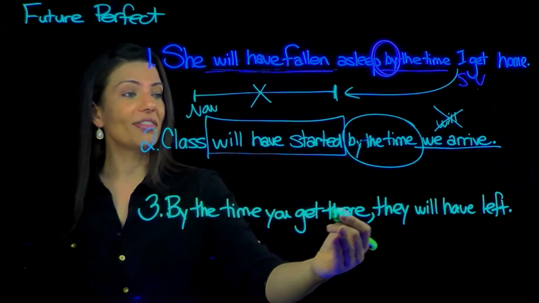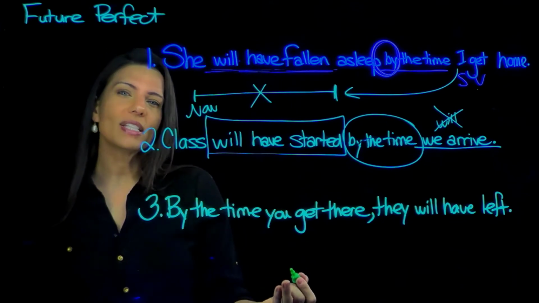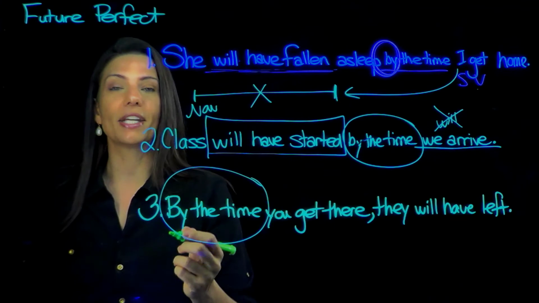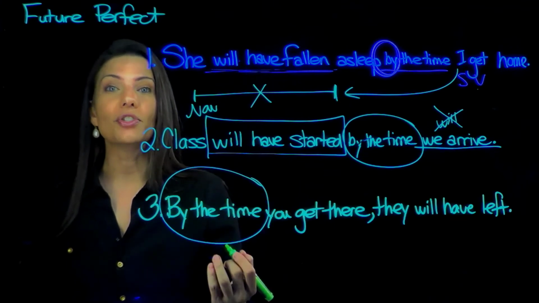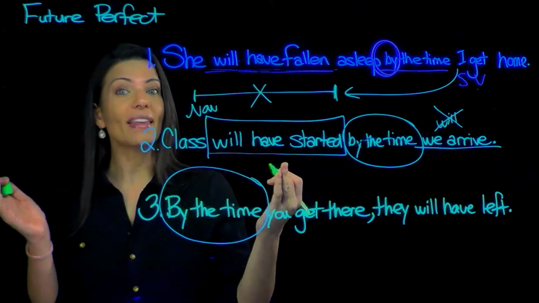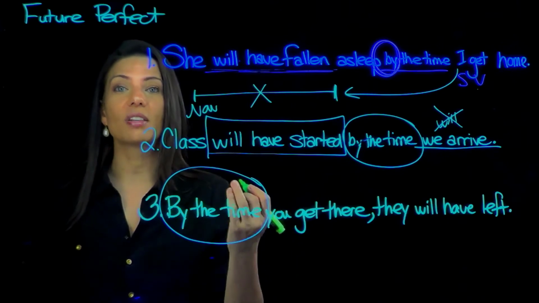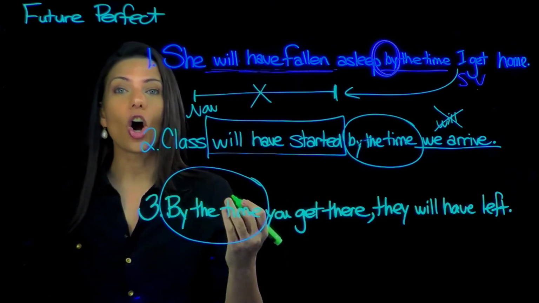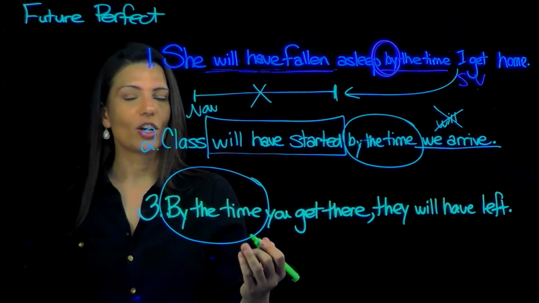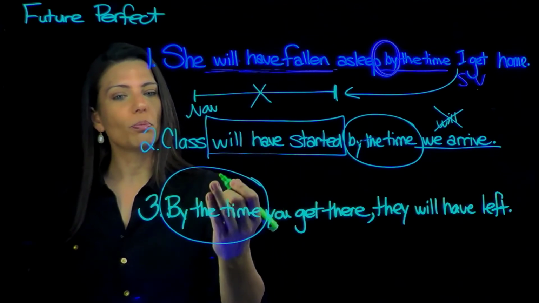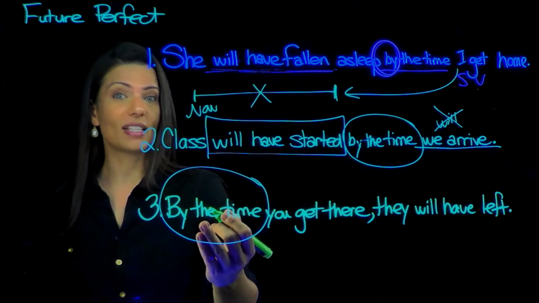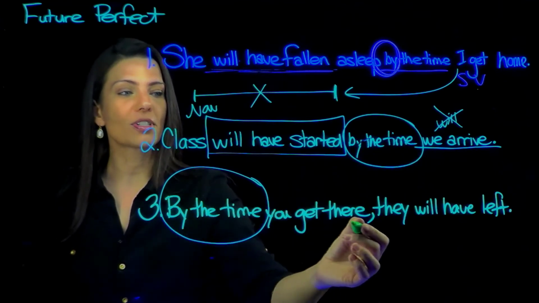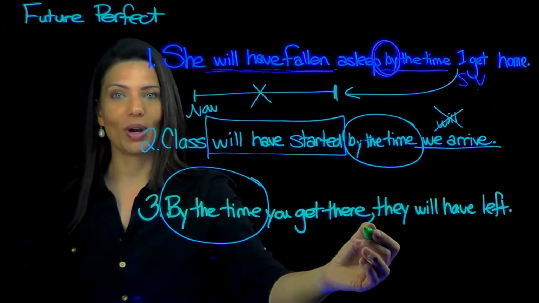By the time you get there, they will have left. Now, what's different about this? The difference is the by phrase is here at the beginning. And we can do this because by the time is considered a subordinating conjunction. That means we can use it in complex sentences. So with that construction, we can put it here at the beginning of the sentence, or we can have it in the middle. But after the first clause, there will be a comma right here.